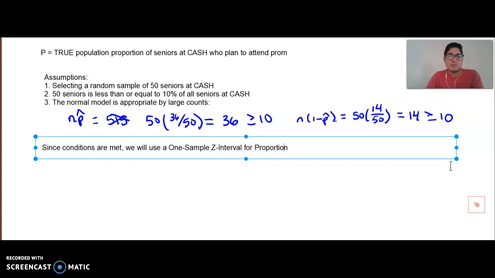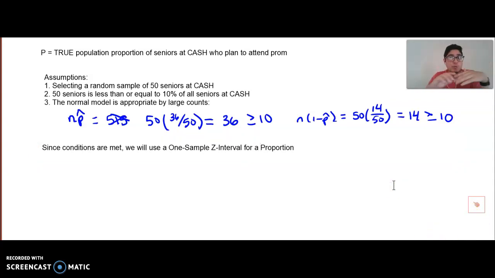Sorry, for a proportion. So the name. So we've got the parameter listed. What are we estimating? We've checked our assumptions for our sample to generalize, to ensure independence, to make sure we can actually use the normal model to compute some things here. And lastly, because we know these conditions are met, we are going to use them to form the one sample Z interval for a proportion.